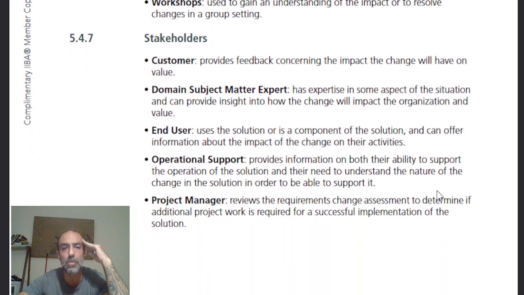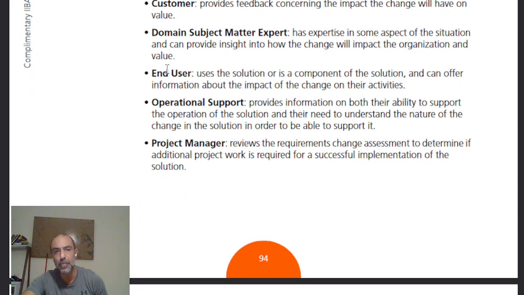And who are the stakeholders? There's the customer, because the customer actually will be impacted by the change. Domain subject matter expert, because he's the one who tells us if the change actually makes sense or not. End user is basically who's going to get the change. Operational support provides information on both their ability to support the operation of the solution and their need to understand the nature of change in the solution in order to be able to support it.